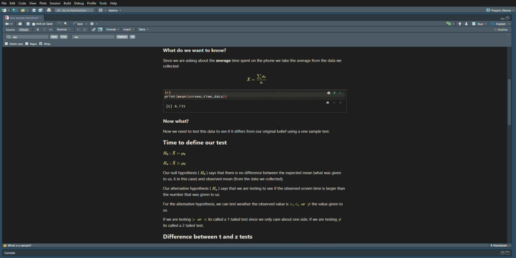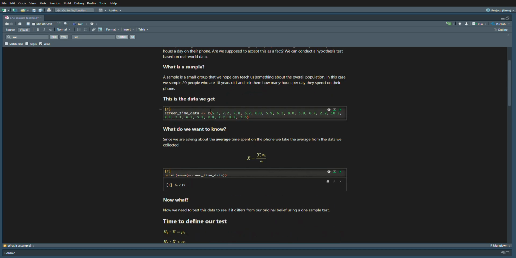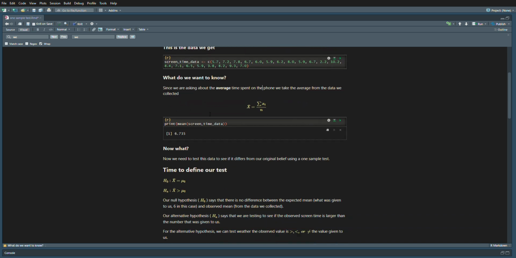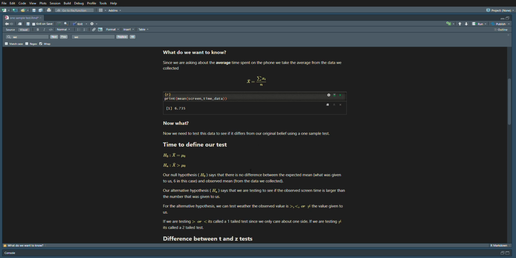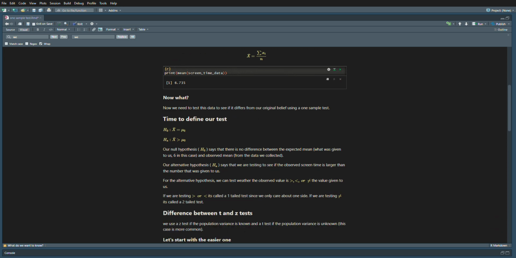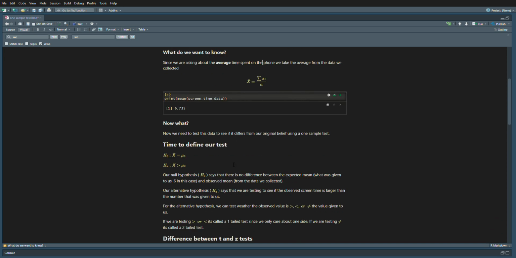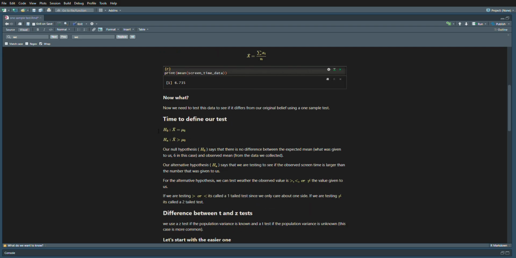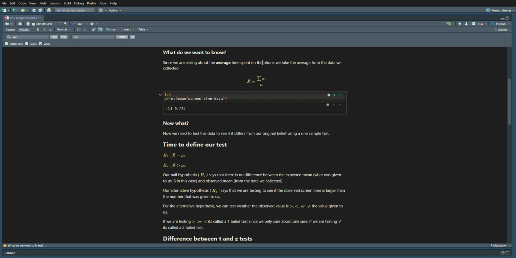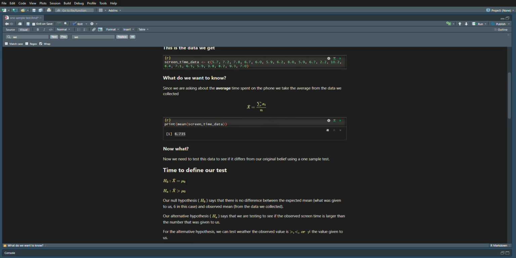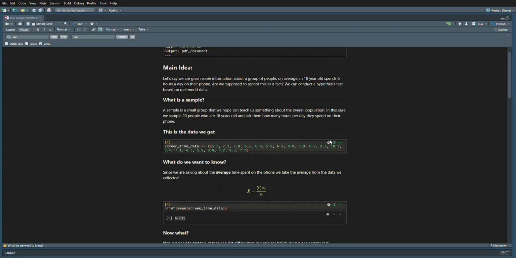A one-sample test is called a one-sample test because we are drawing from one sample. This is our only sample. There's two-sample tests and other stuff that we can get into at a later time, but let's just focus on one sample. So first we need to define our test. So our null hypothesis, H0, is that the observed mean, x bar, which we calculated to be this, is equal to our original belief, mu naught, which was 6.